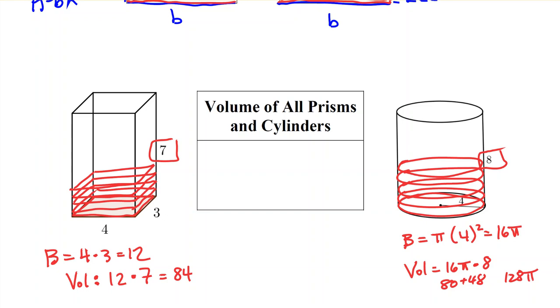And both of these can be simplified into the same kind of formula. To calculate the volume of a prism or a cylinder, you want to know what the area of the base is, and you want to multiply by how tall the stack of those shapes is.